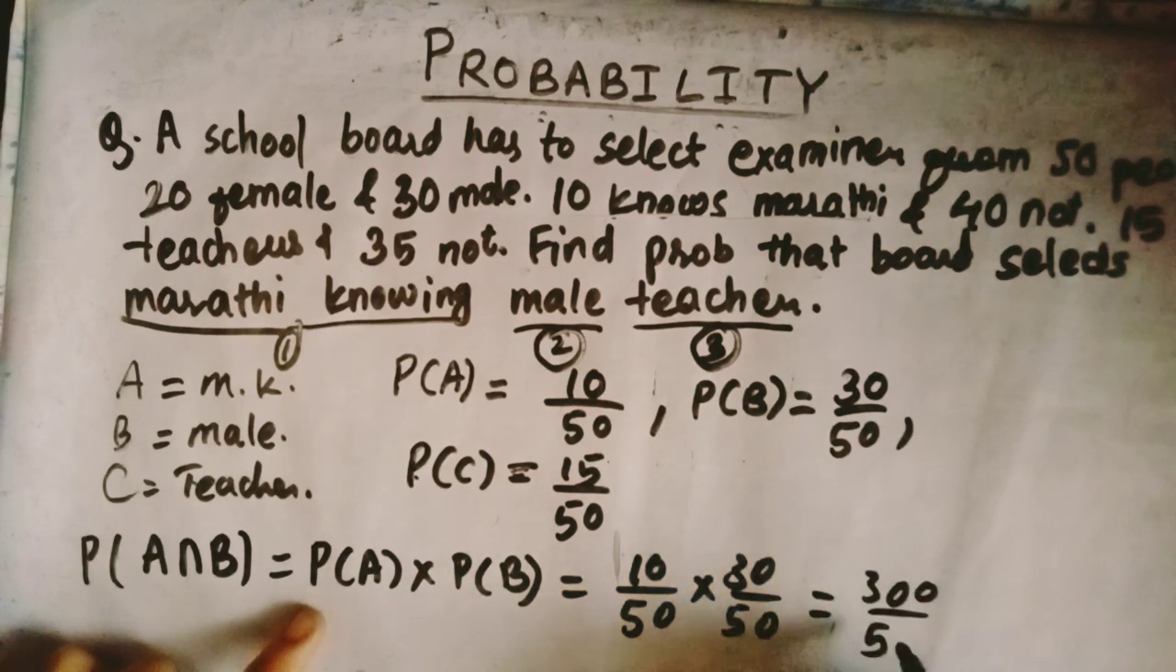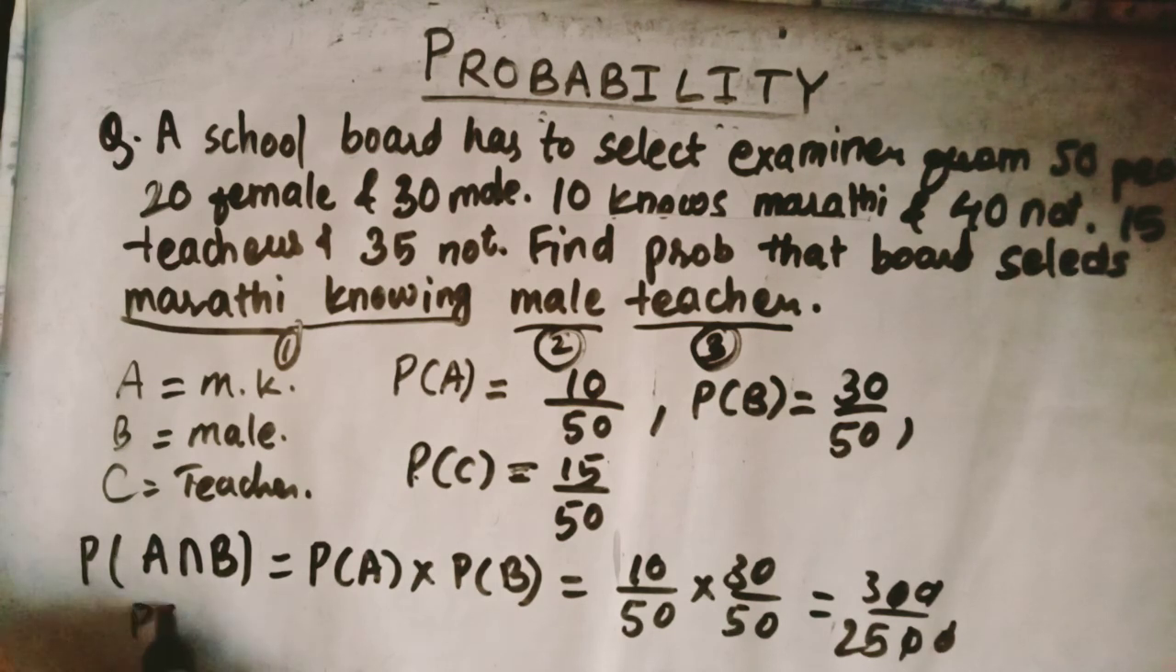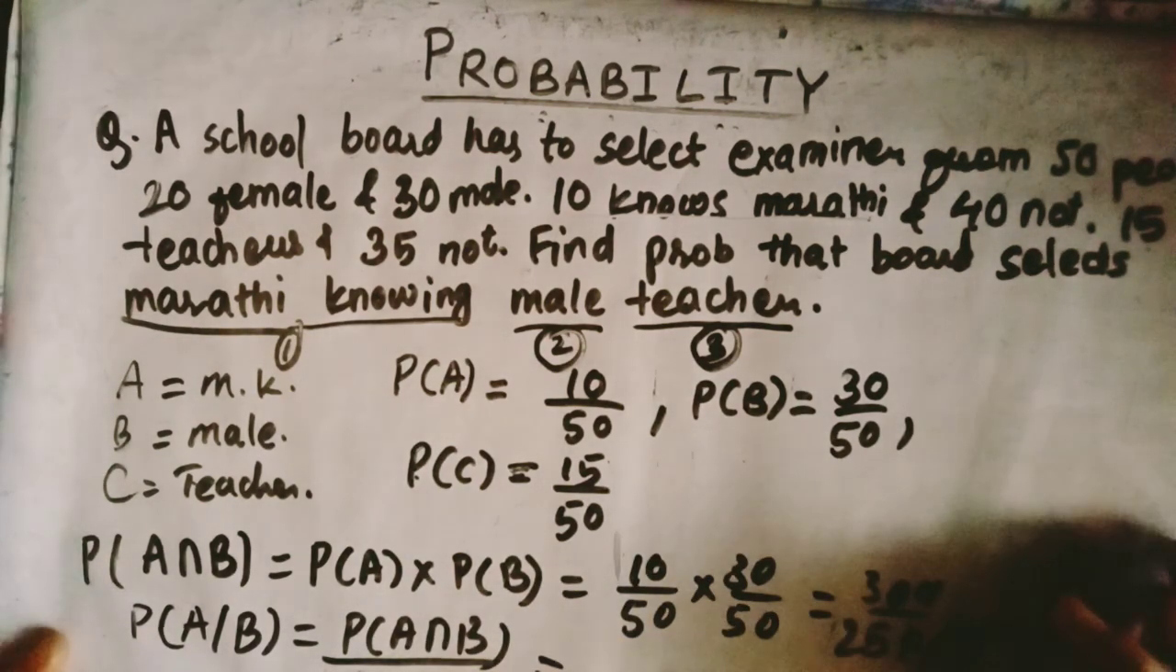So this will be 300 upon 2500, that is 3 upon 25. Okay. So if you take P of A given B, which is P of A intersection B upon P of B, right? So P of A intersection B, Marathi knowing and male, is 3 upon 25. So this becomes an independent event.